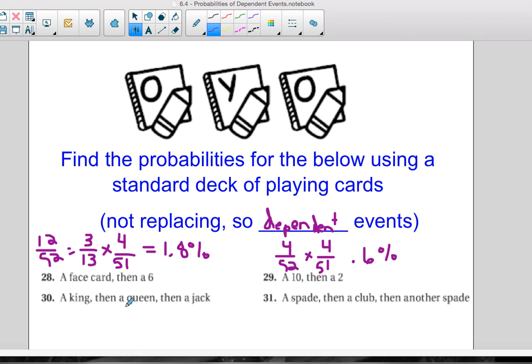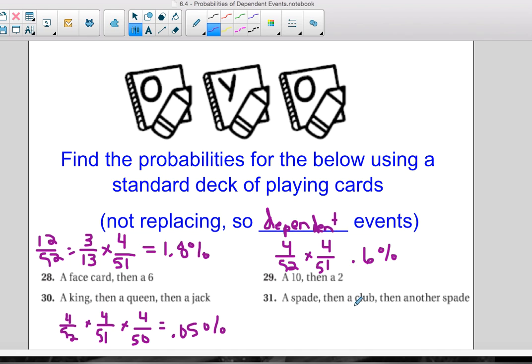The next one, a king, and then a queen, and then a jack, right? Kings, 4 of them out of 52. A queen, 4 of them, but it's conditional probability, so there's only 51 cards left. And then a jack, there's 4 jacks, but at this point you've already drawn 2 cards, so there's only 50 left. So again, number of favorable over possible. Favorable, possible, favorable, possible. And if you did that right, I think you get very small odds. 3 different things happening. So it's 0.05%, I believe.